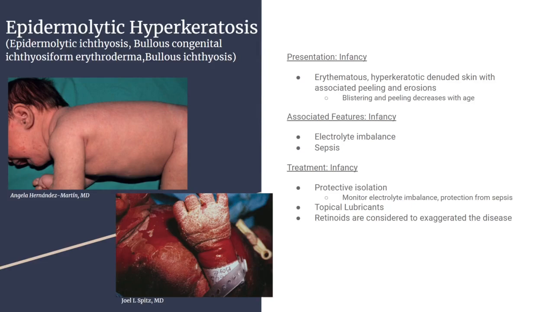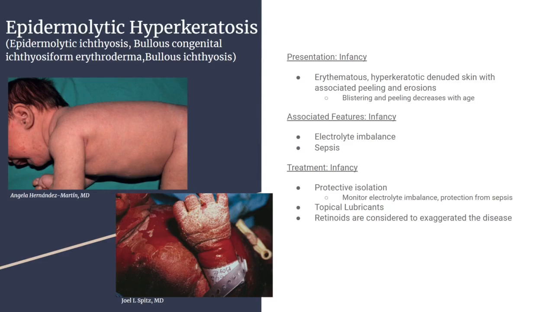So, presentation in babies with these diseases. Other names you might see, like if you look at our review book, you might see epidermolytic ichthyosis more commonly. Occasionally, you'll see in old literature, I think bullous CIE, so don't get it confused. And this is kind of where it gets a little confusing, but repetition's key here. But anyhow, presentation here, you're gonna have more erythema and hyperkeratotic denuded skin. There's going to be peeling, there's going to be erosion. It's a little more severe.